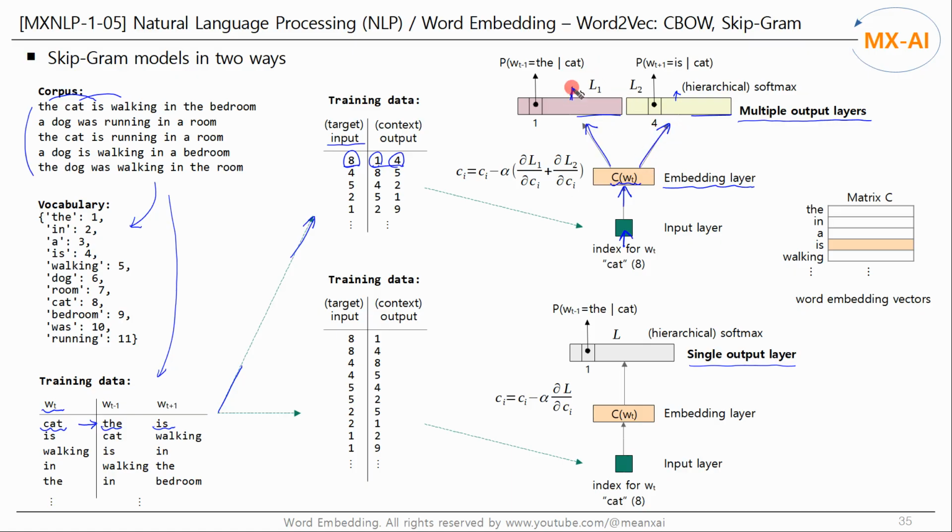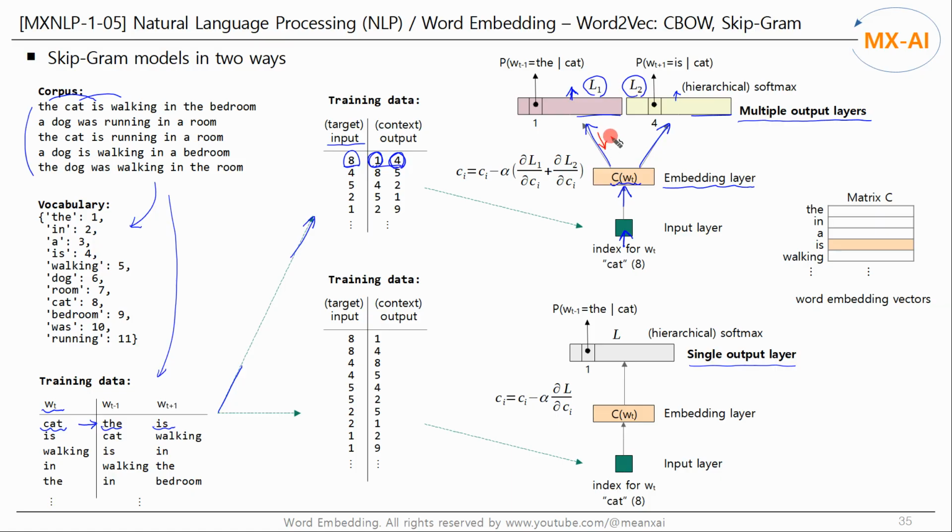Each output layer outputs a softmax probability for every possible word in our vocabulary and computes the cross-entropy loss using the desired output. The first output layer computes the loss L1 using the first desired output, and the second output layer computes the loss L2 using the second desired output.